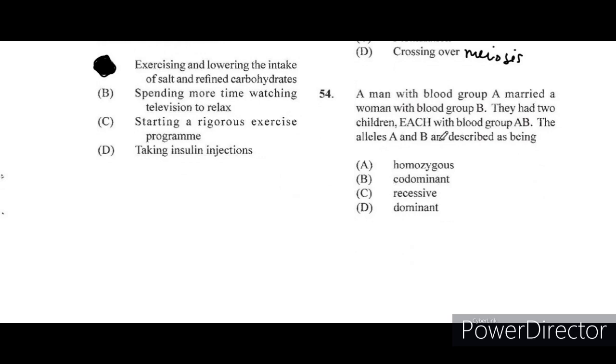A man with blood group A married a woman with blood group B. They had two children, each with blood group AB, and there's codominance. The alleles A and B are described as being codominant.